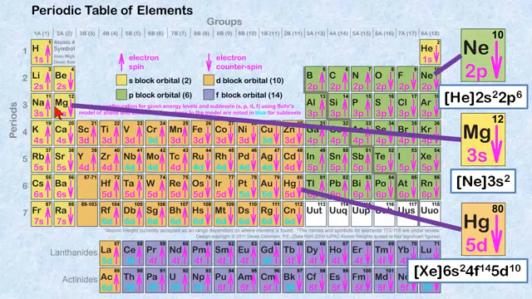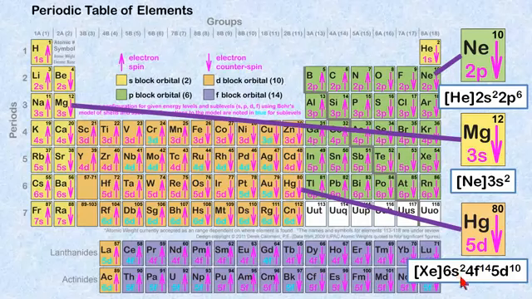Here's magnesium. Immediately, for a shortcut, we go over to neon and say the electrons are like neon. Put neon in here, and then in the third shell there are 2 electrons, so it's neon 3s2. And then over here we have mercury, which we have xenon, Xe.